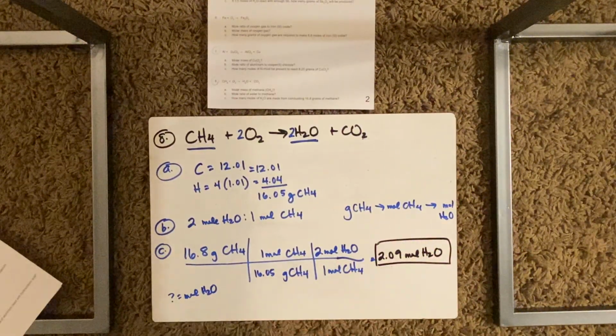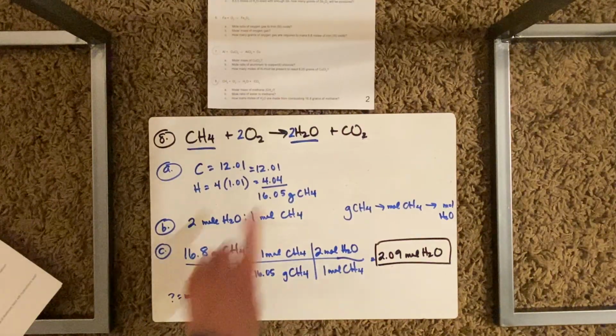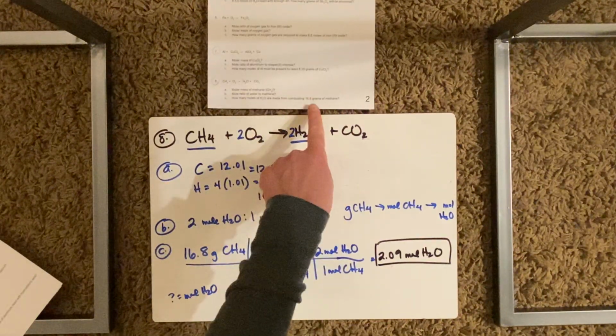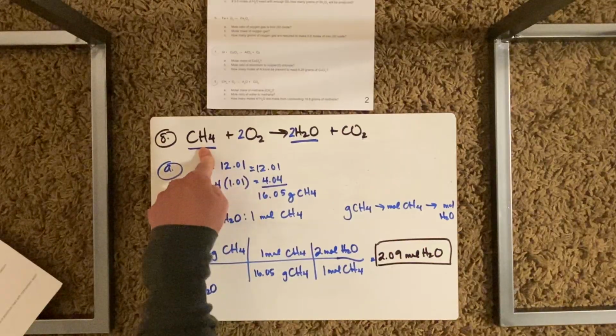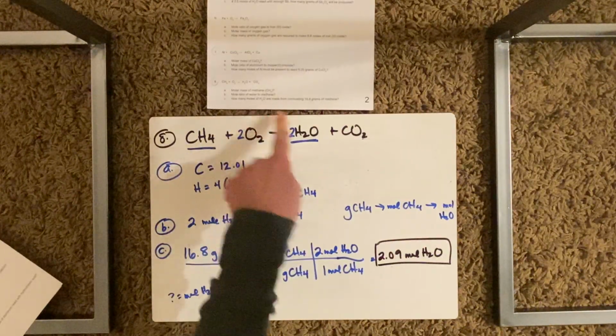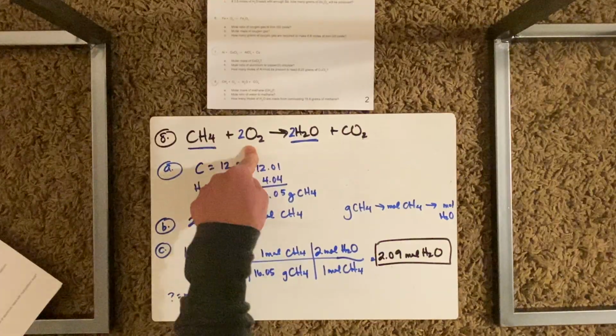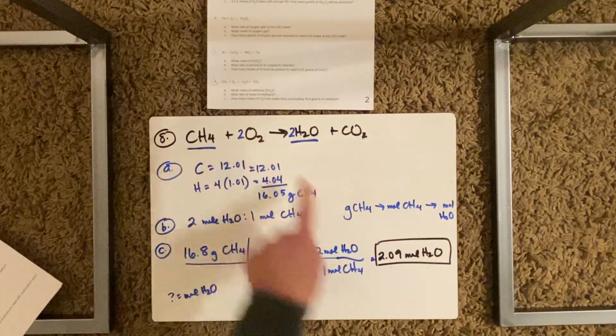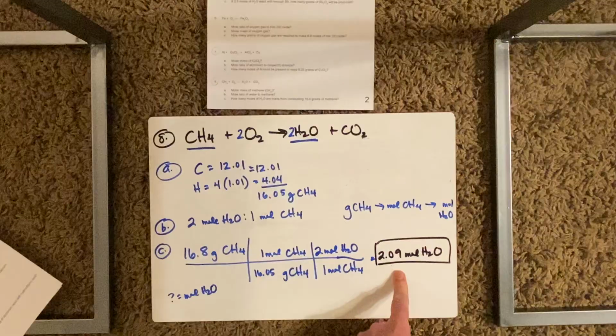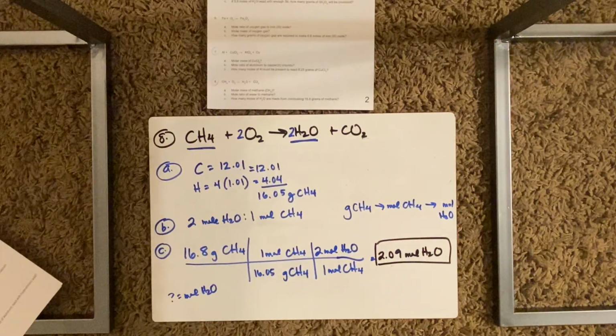So in this problem, it's saying that if we have 16.8 grams of methane, how many moles of water can we make? We're always going to assume that we have enough of our other reactant. And so with that assumption, we can make 2.09 moles of water.